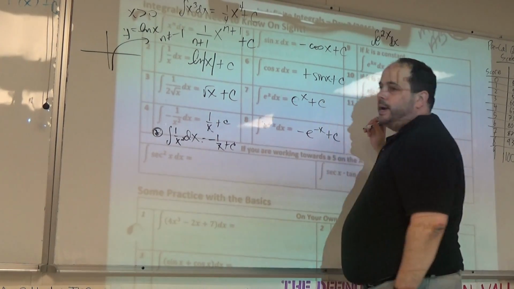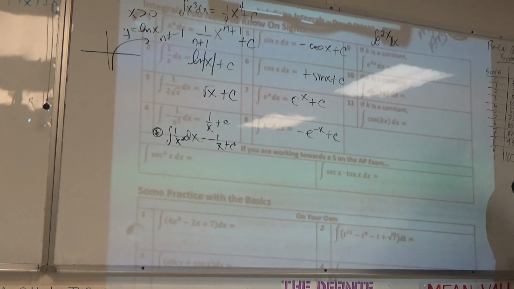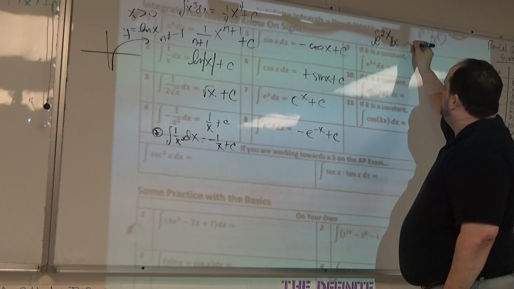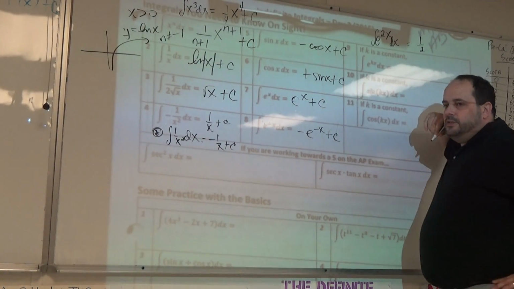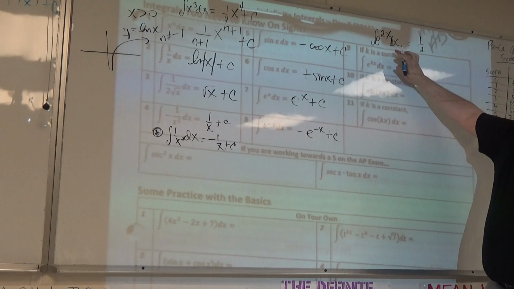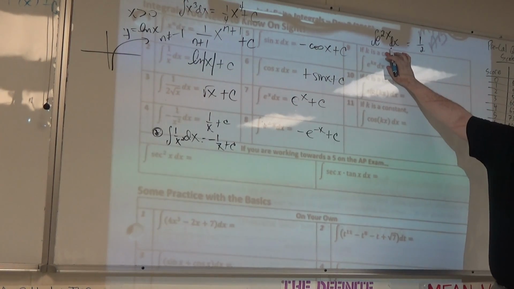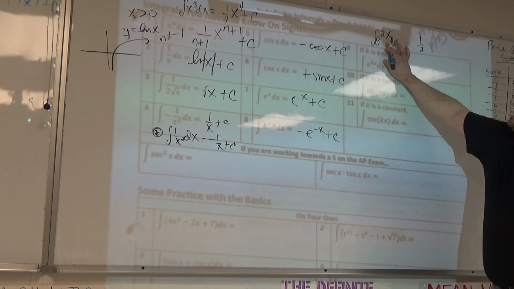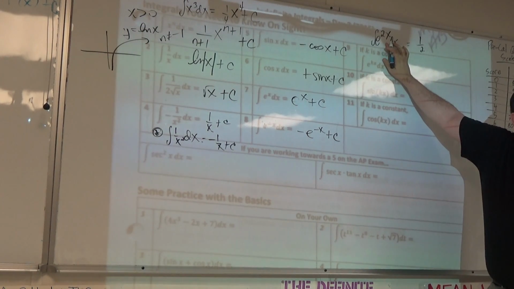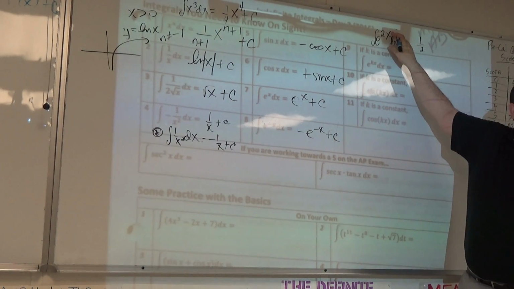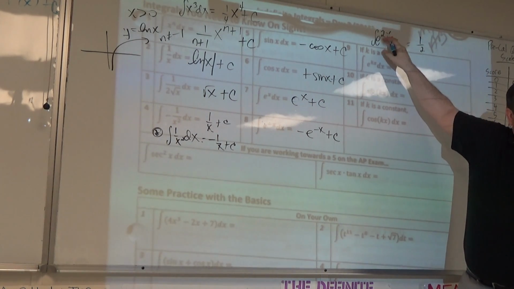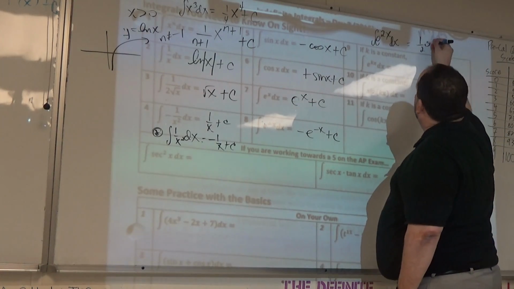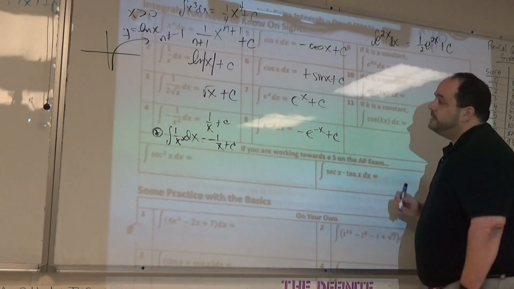If it was e to the 2x, what function would have e to the 2x as the derivative is the right question. Nora, what are your thoughts here? 1 over 2. I agree with you with the 1 over 2. How does the exponential work? If I'm going to take the derivative of e to a power, the chain rule says e to the same power times the derivative of the power. So it's 1/2 e to the 2x plus c.